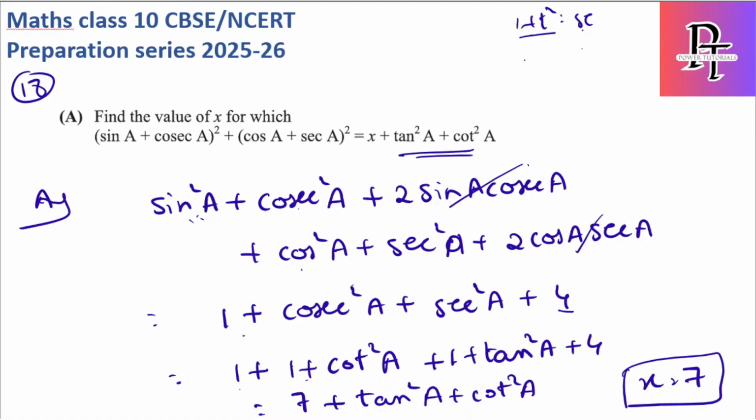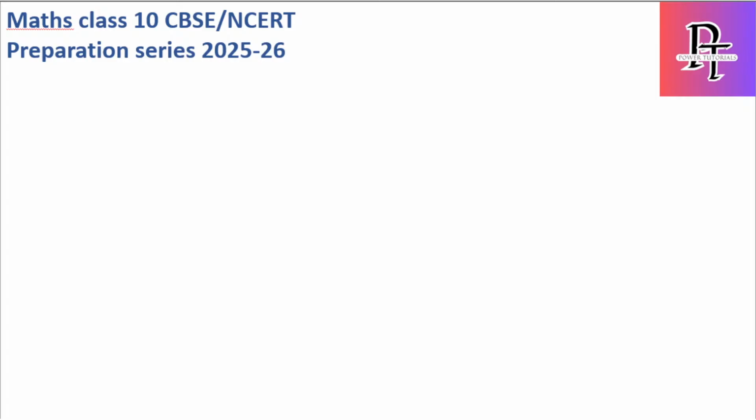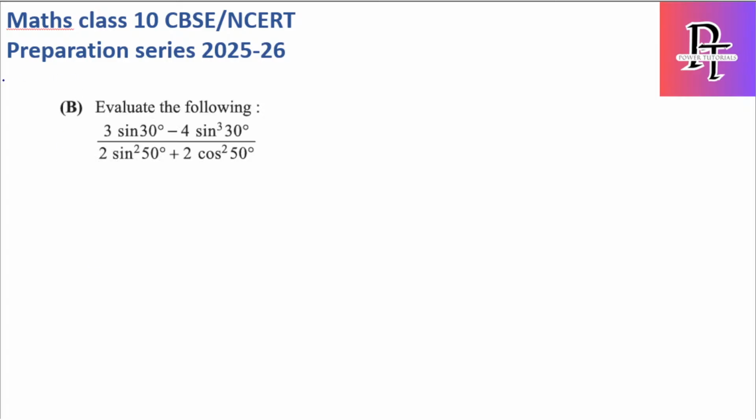Let's move to the 19th question. So this is very easy. Simply they are asking us to substitute the values and get the answer. Okay. First I will write the values. Sin 30 we know. Sin 30 value is 1 by 2. You can take 2 as common.